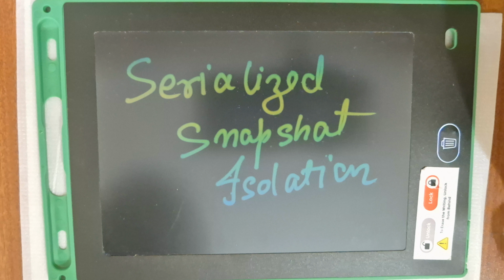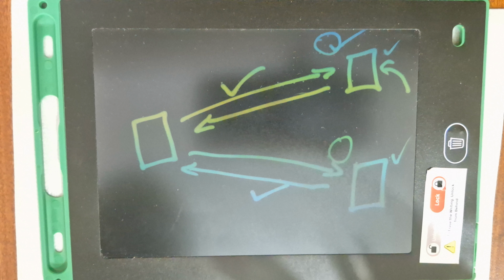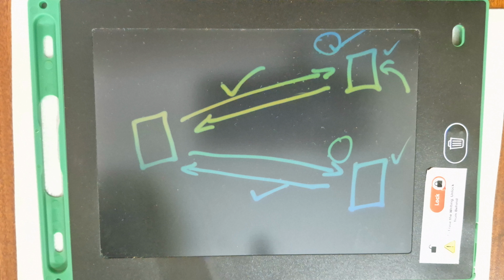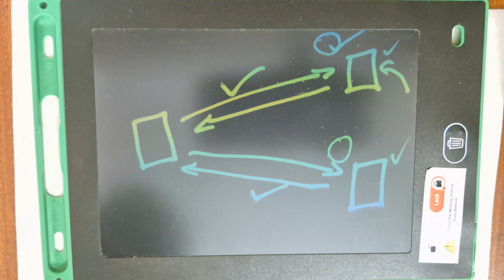So for example, in the videos from two videos ago, we learned about how to serialize. What we did was that only one transaction or one process can run at one time. So we are not allowing other processes to run, which can make the software extremely slow.